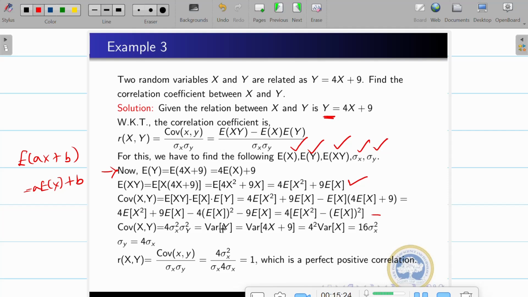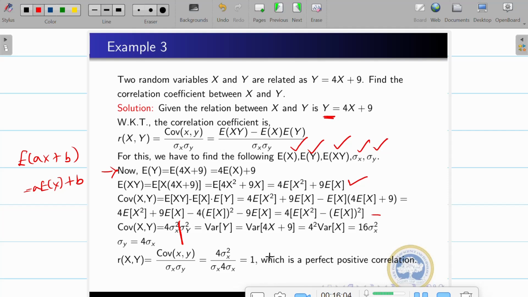Now the variance of y is the variance of 4x plus 9, which is 16 times the variance of x. So it is 16 sigma x square. Sigma y square calculation is here. So sigma y is 4 times sigma x. The covariance we got is 4 times sigma x square, sigma x is sigma x and sigma y is 4 times sigma x. On simplification we get 1, which is perfect positive correlation.